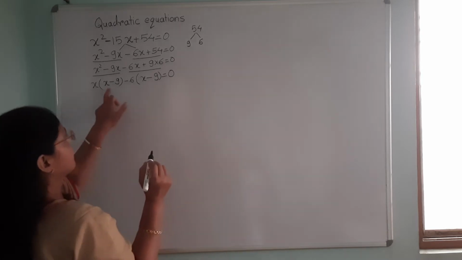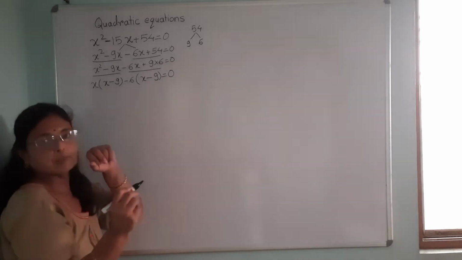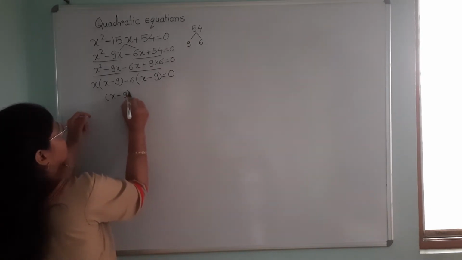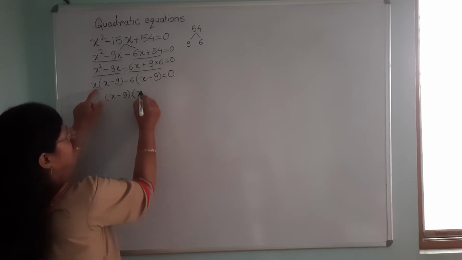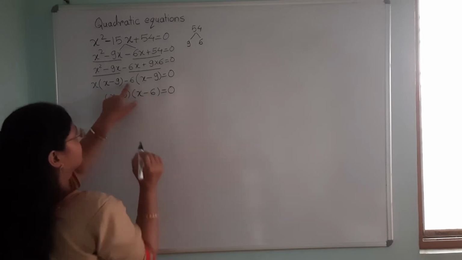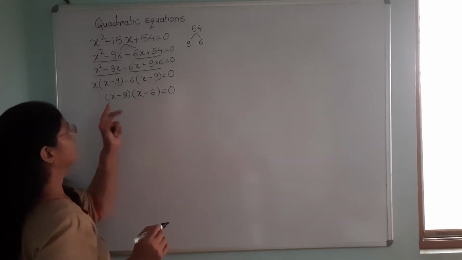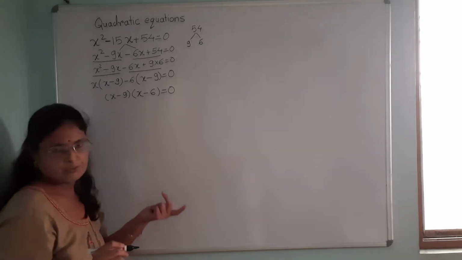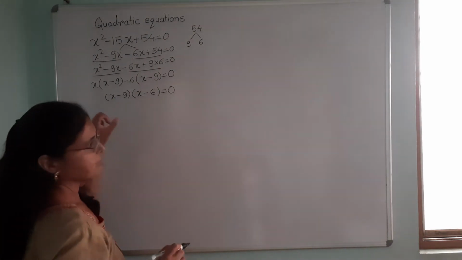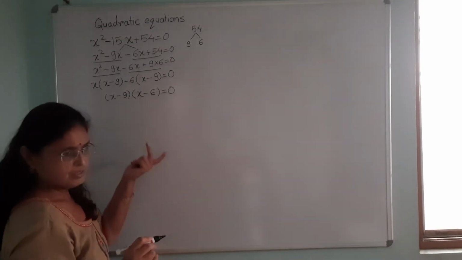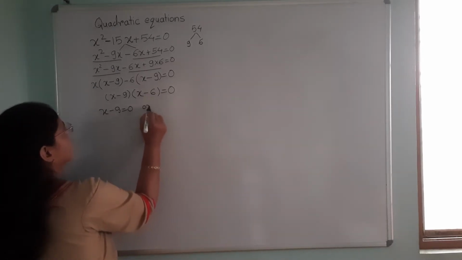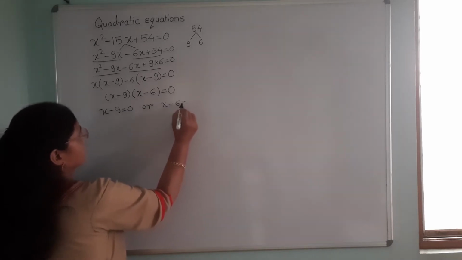Now you can see x minus 9 is a common term in both. So we take x minus 9 as common. What remains here is x, and what remains here is minus 6, equal to 0. Now any of these terms should be 0 so that the product is 0. For getting product 0, we have to find out which term is 0. Maybe x minus 9 equal to 0 or x minus 6 equal to 0.